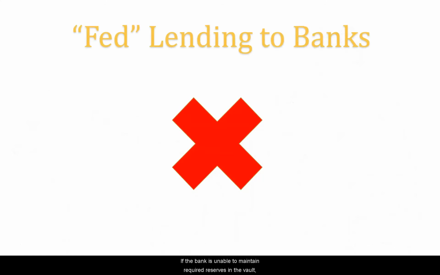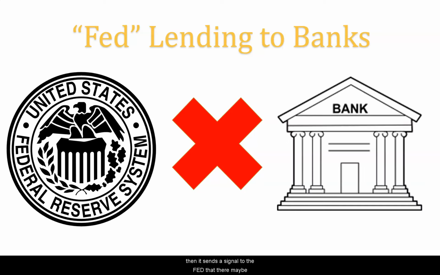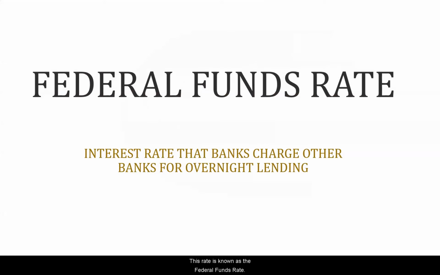If the bank is unable to maintain required reserves in the vault, then it sends a signal to the Fed that there may be mismanagement at this bank, or worse, the bank is on the brink of closure. Therefore, most banks tend to borrow from each other. And when they do this, again, an interest rate is placed. This rate is known as the federal funds rate. It is the interest rate that banks charge other banks for overnight lending.